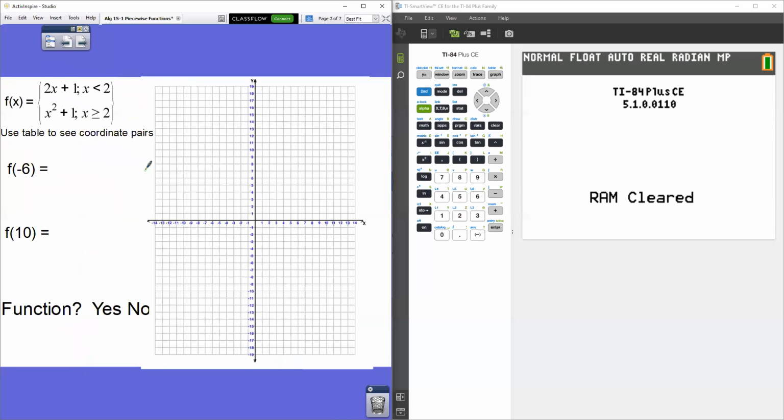So let's take a look at what you're going to have to do today. This is what a typical question looks like on your homework. You have to graph 2x plus 1 for all of the values where x is less than 2. So again, less than, you're going to have an open dot. And then you're going to graph x squared plus 1 for all the values that are equal to 2 or greater than 2. So when we start graphing this one, we're going to start with a closed dot.